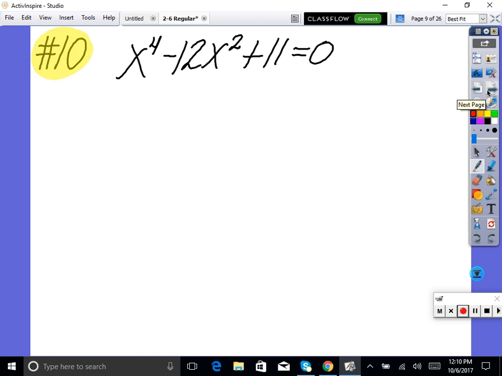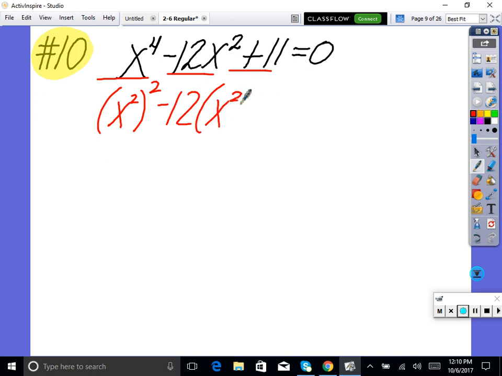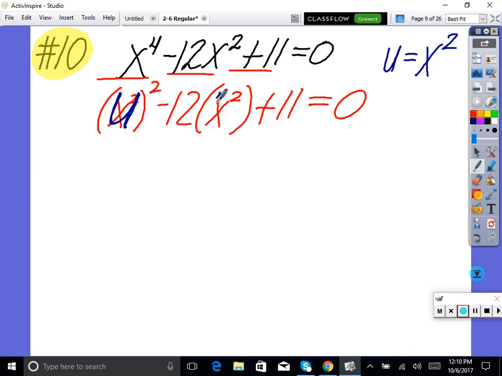Okay, here we go. Look at this one. Is it quadratic in form? X fourth, x squared, constant. Is it quadratic in form? Yes. So we could say to ourselves, isn't this really technically x squared squared minus 12x squared plus 11? Now, once again, we're going to let u equal x squared. Anywhere I see an x squared, I'm putting in a u. So this becomes a u, and this becomes a u. So let's rewrite what we have: u squared minus 12u plus 11 equals 0.